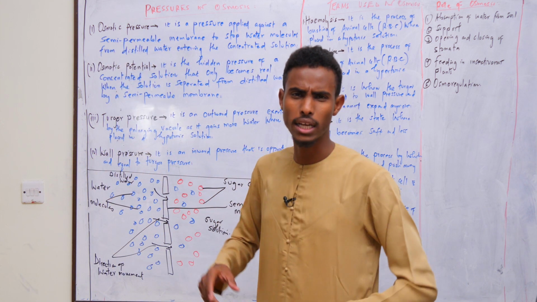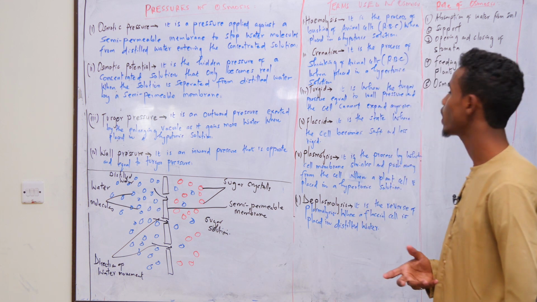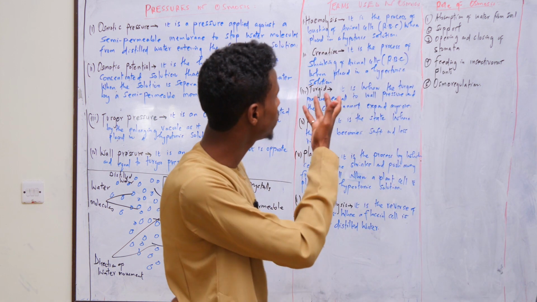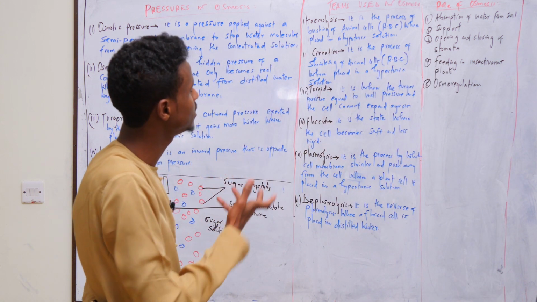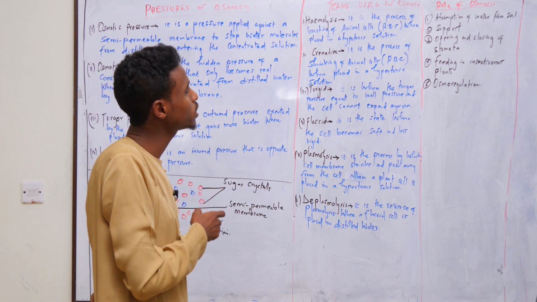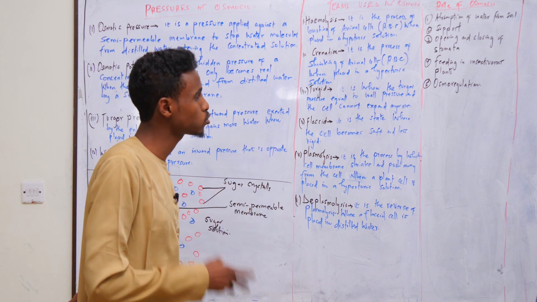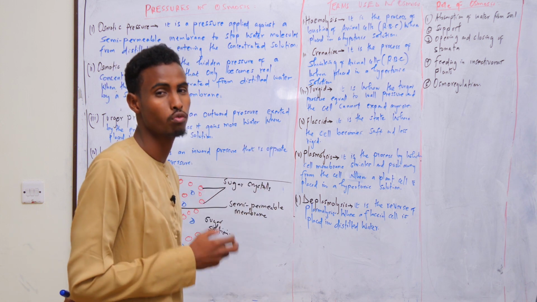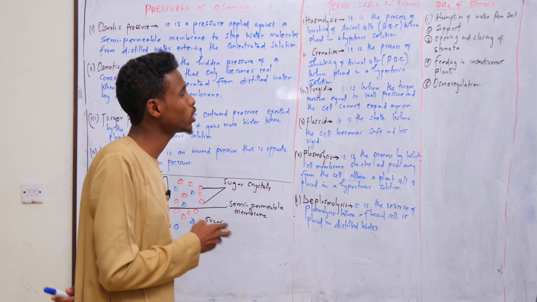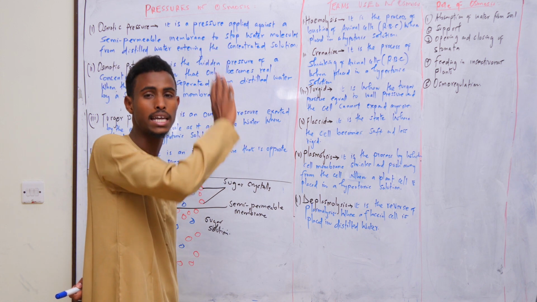Now, let's look at the role of osmosis in plants. Role number one, we have absorption of water from the soil. Now, this role is principally played by the roots of the plant. And therefore, water which is in high concentration in the soil is absorbed from the soil through the process of osmosis into the root hair cells. Now, this water moves successfully into the xylem of the root.